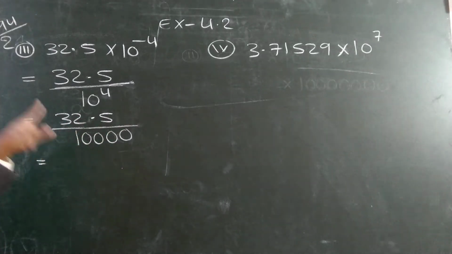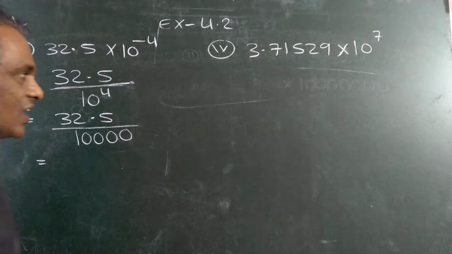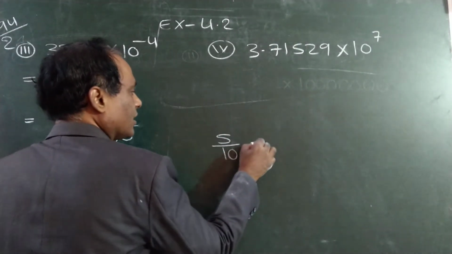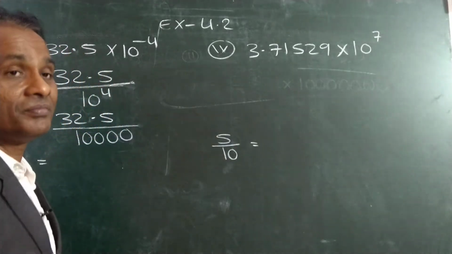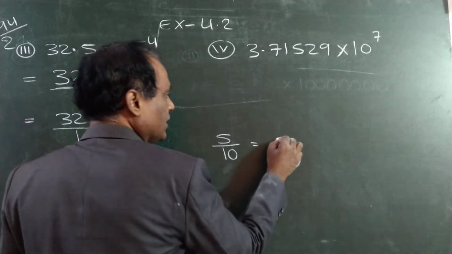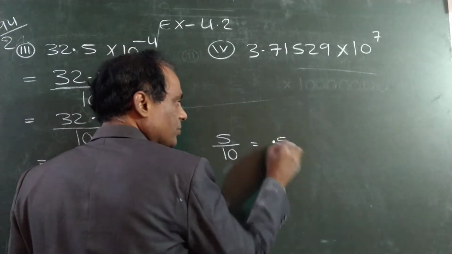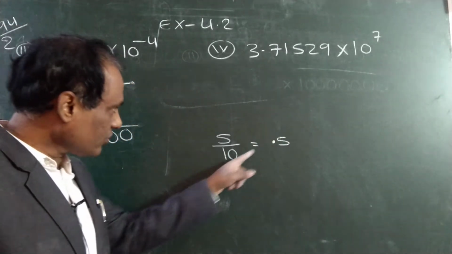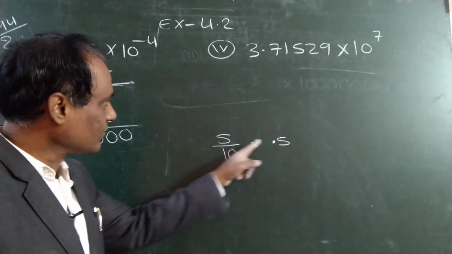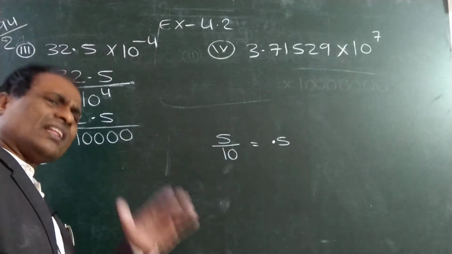How to remove these zeros? See here, all of you see here. 5 by 10. Can you write it in decimal form? To remove one zero, 5 is one digit, before that we have to keep the decimal. 5 by 10 is 0.5. 1 zero removed means the decimal is kept. You studied this in the lower classes.